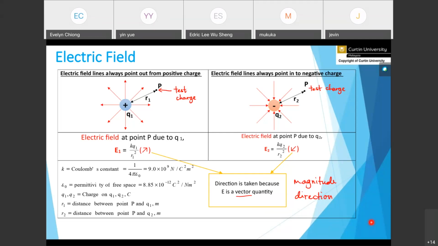And if you look at the right hand side, electric field at point P due to Q2, you see, pointing in, because the charge is a negative charge. The test charge is positive, so it will feel that it is being attracted towards the negative charge. So this direction is southwest. Again here, E equals kQ1 over r, generally.